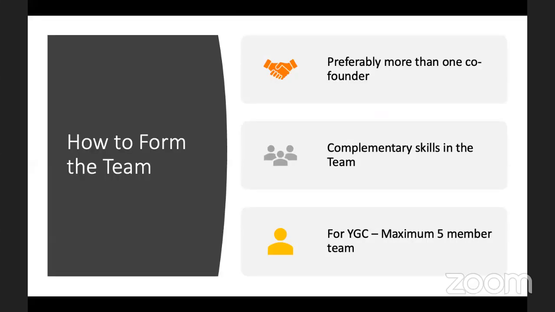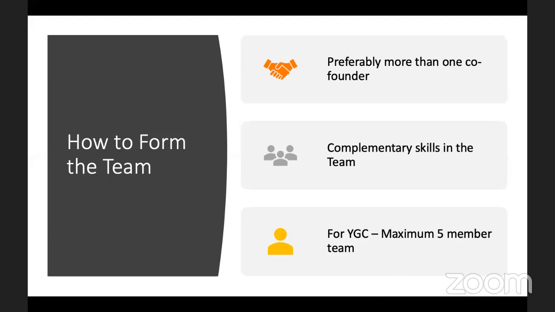So when forming a team, these are some tips and tricks, and we've seen that most investors prefer a team which has more than one co-founder. In certain circumstances, it's fine if it's just only you. You can still apply, but when it comes to investments, usually investors prefer startups with more than one co-founder. Doesn't mean that everybody who's going to be in the team is part of the founding team, but when it comes to the founding team, it will be good to have at least more than one co-founder as part of your team.